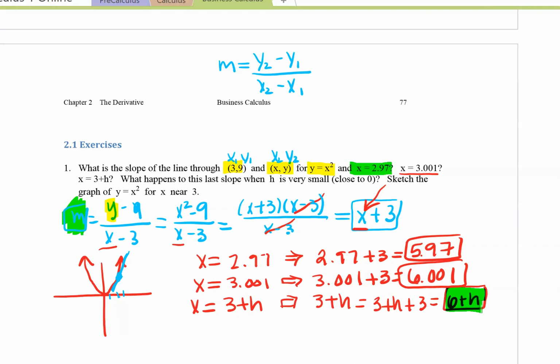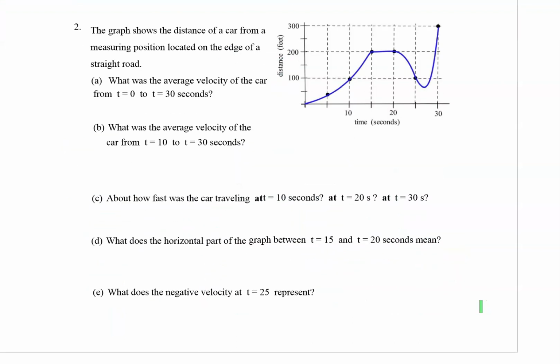So that slope is going to be about positive 6. It just depends on how far away from 3 I was, or h away. And so it says the slope is going to be closer and closer and closer to 6. Last problem to wrap it up.